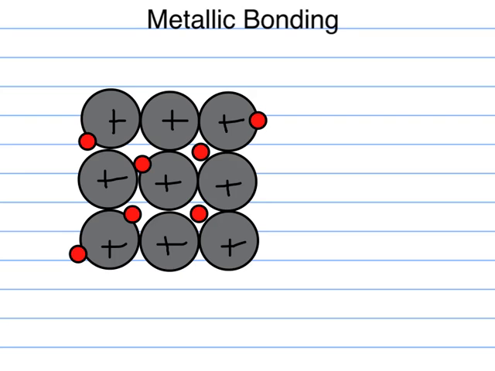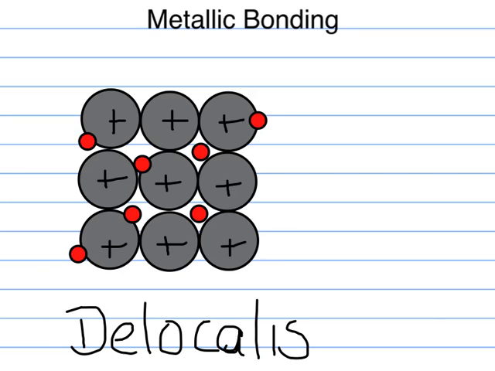Now this is called a delocalized system. So these electrons are delocalized, which means they have the ability to move. For example, this one can move around this positive ion, and this one can move as well.